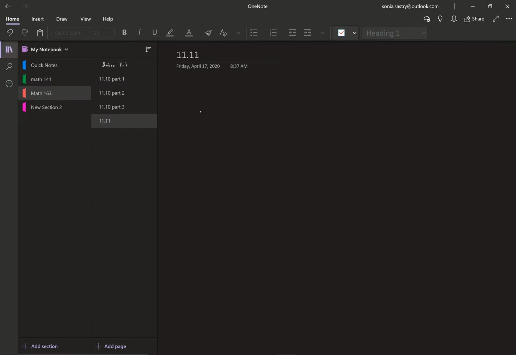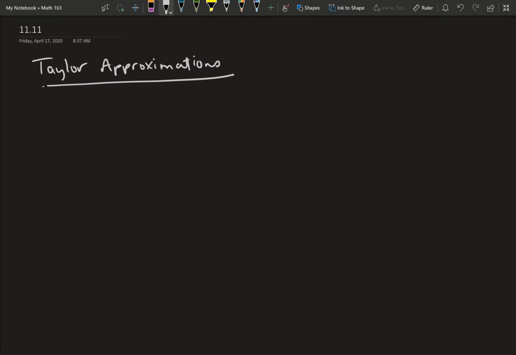Okay, so we're going to start 11.11, which is just a little bit more on Taylor, we'll call it Taylor approximations. And all it is, is using a Taylor polynomial to approximate the value of a function. So let's just go directly to an example here.